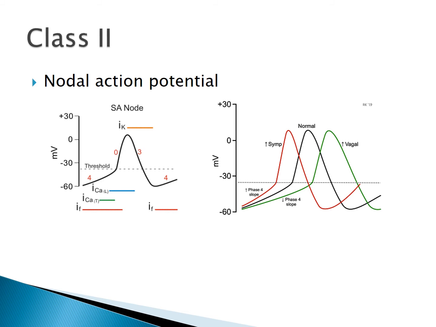The black line in the second picture is the normal action potential. When there is an increase in sympathetic activity, the phase 4 slope increases like the red line, and you will have an increase in the number of action potentials in the node. If there is an increase in vagal activity, you get a decrease in the phase 4 slope like the green line, and you would have less action potentials in the node.